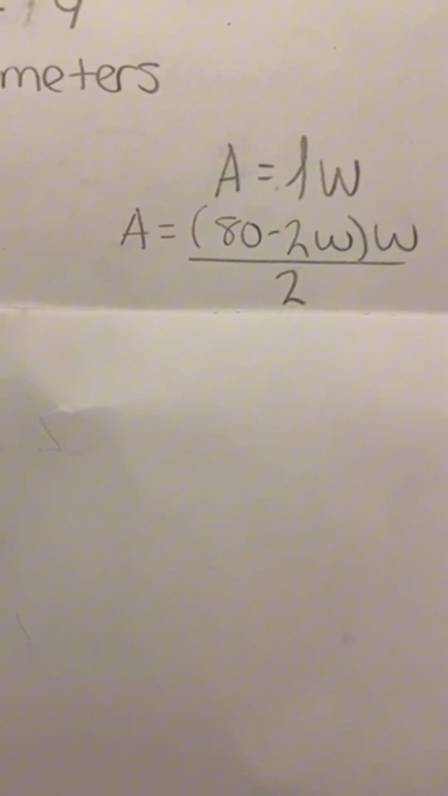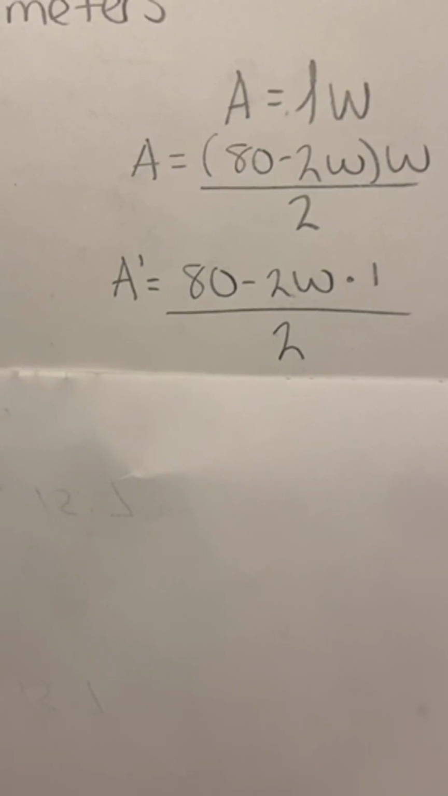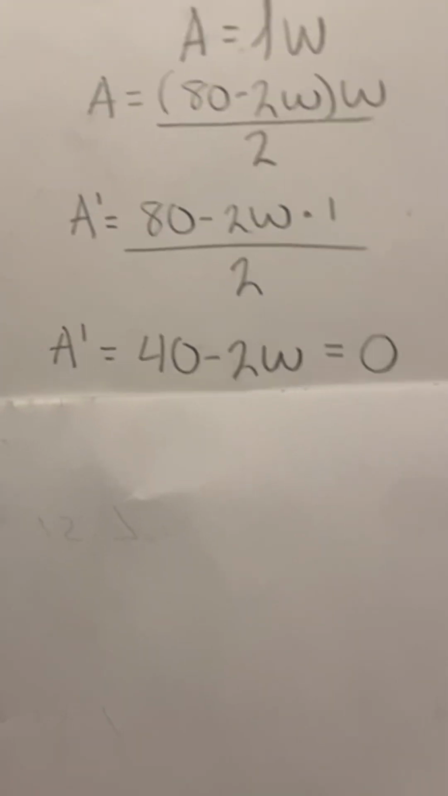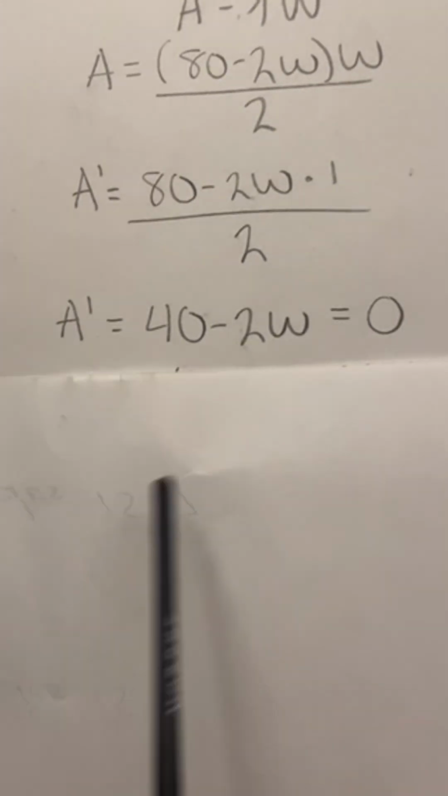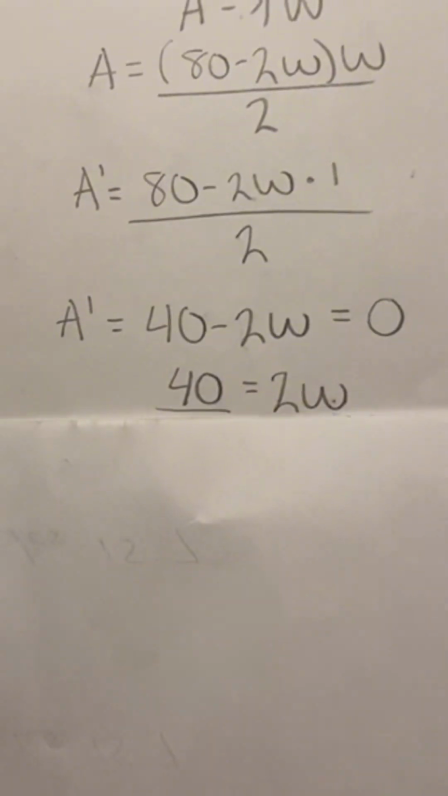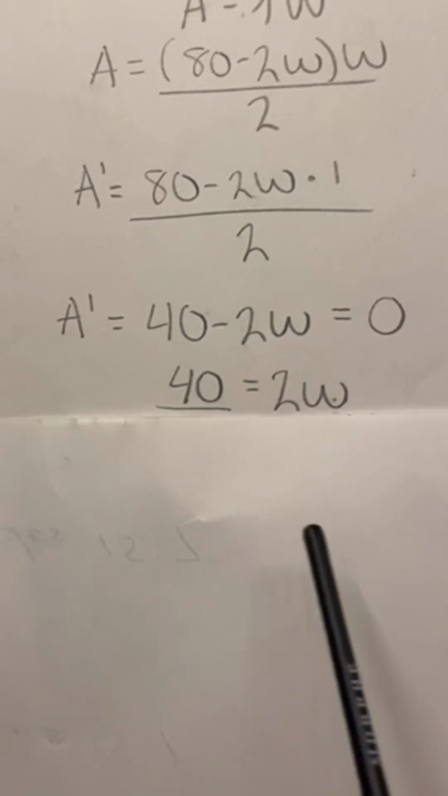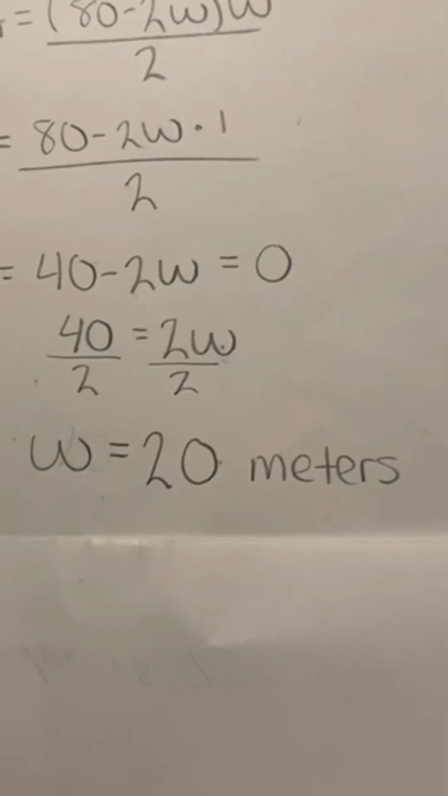Now we take the derivative, which is 80 minus 2 width times 1. You don't have to show the 1. All divided by 2. Now we simplify, which gets 40 minus 2 width. Now all we have to do is set the equation equal to 0 and solve. After setting the equation equal to 0, I moved the 2 width to the other side. Now to isolate the w, divide both sides by 2. Now this means width equals 20 meters.